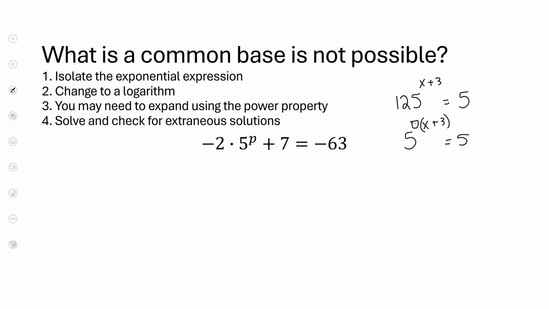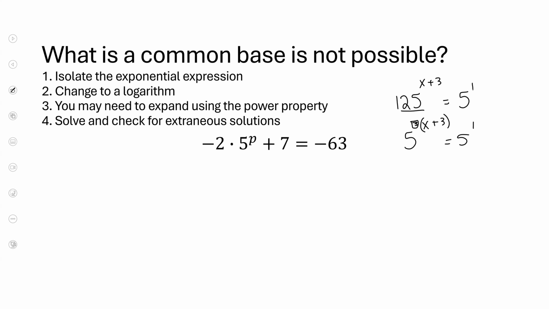A 3, because 5 cubed is 125. Okay, so the value stays the same. I just changed what it looks like, and I was able to get the same base. And I guess here would be 1. In this example, though, what are we going to do if you cannot get the common base?